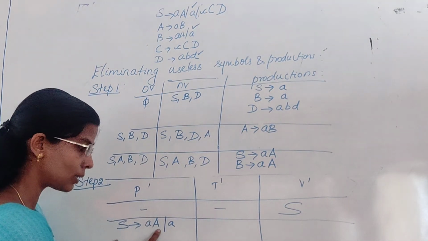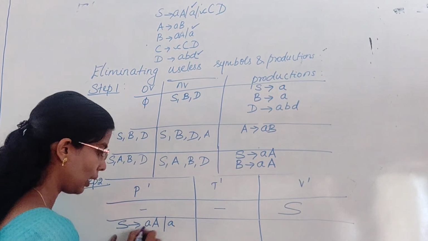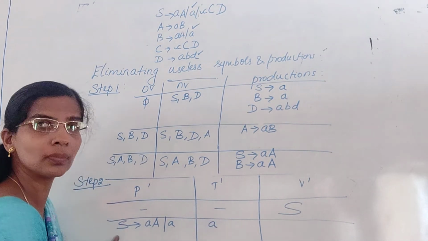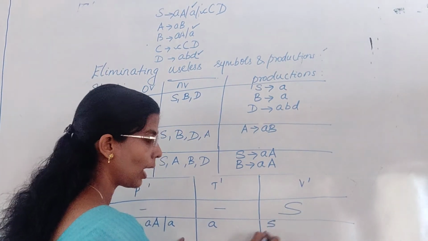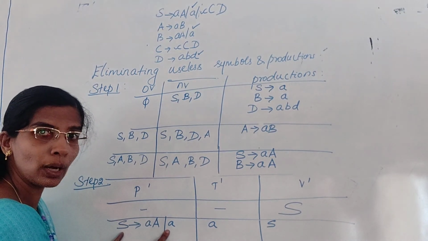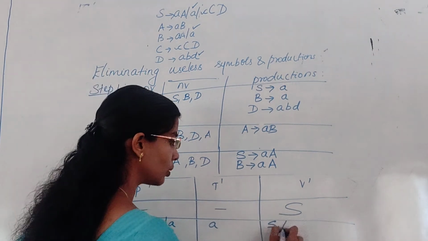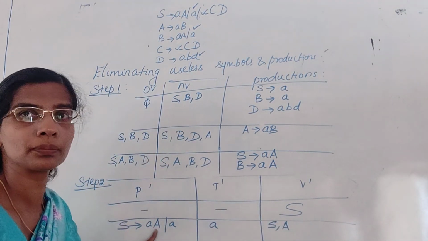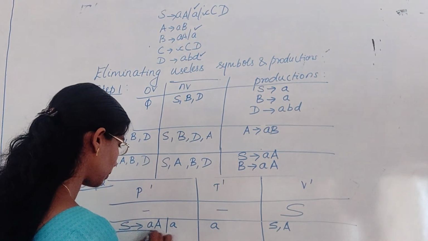Now, what you have to write? See this production and write all the terminals. I have only one terminal. And then copy down this variable to the next row. And then check the production for a new variable. Whether you have any variable, you have a variable A. No doubt about that. Right? Next, what you have to do?